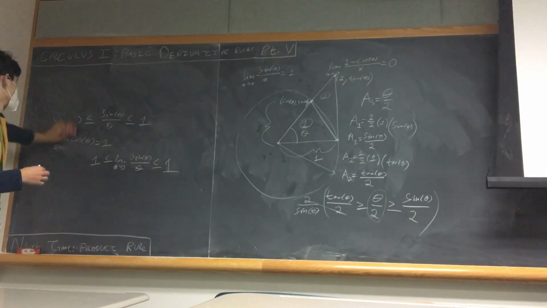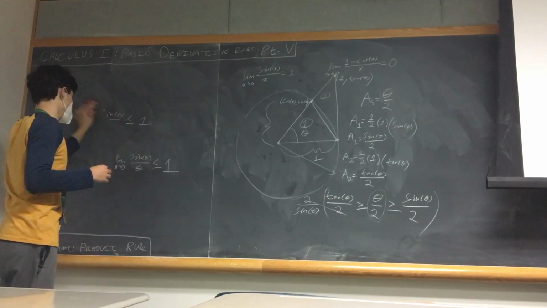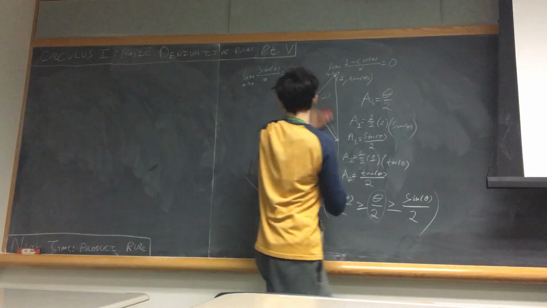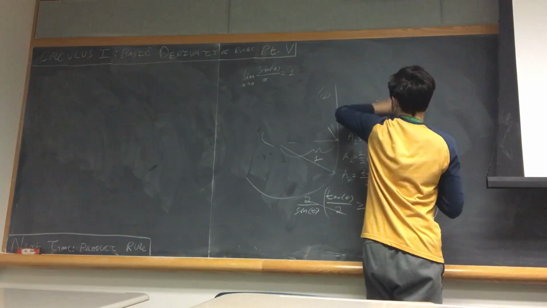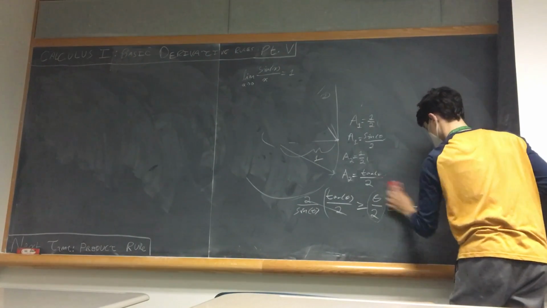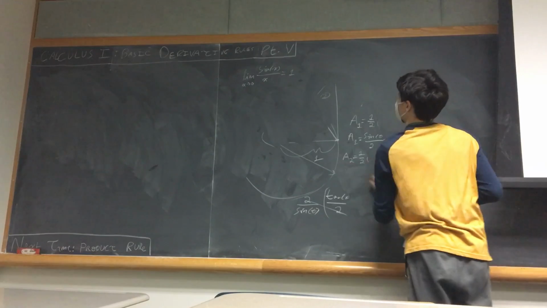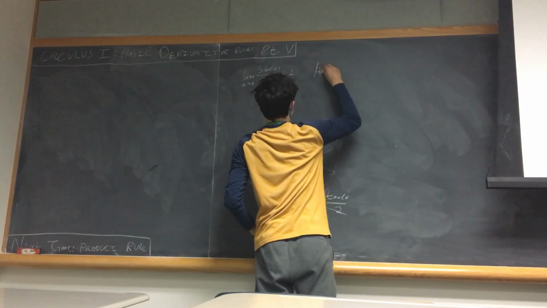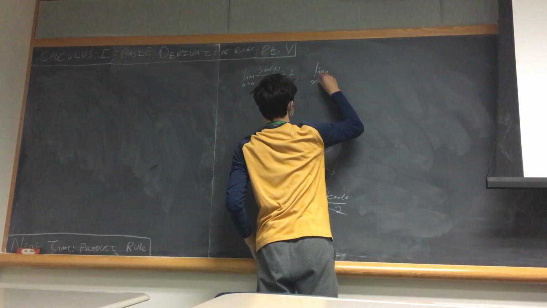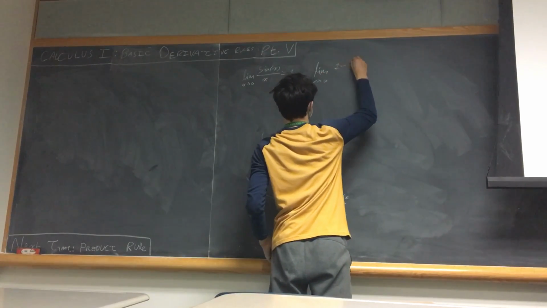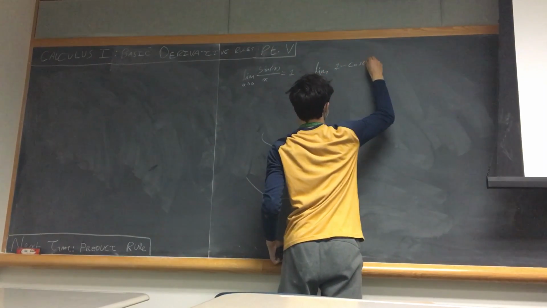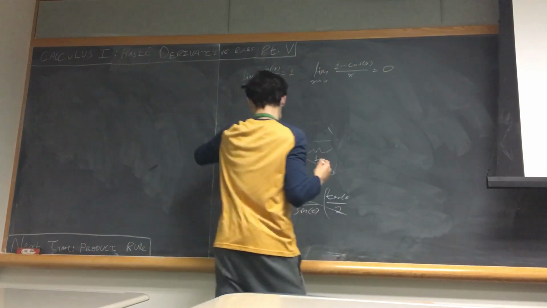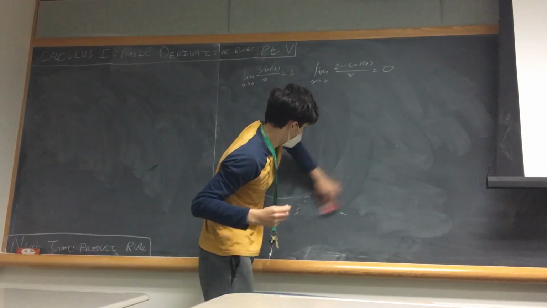So now that I've talked about these two special limits, I'd like to talk about the derivatives of sine of x and cosine of x. We also have the limit as x approaches 0 of 1 minus cosine of x over x equals 0. It looks like I erased that one unintentionally.